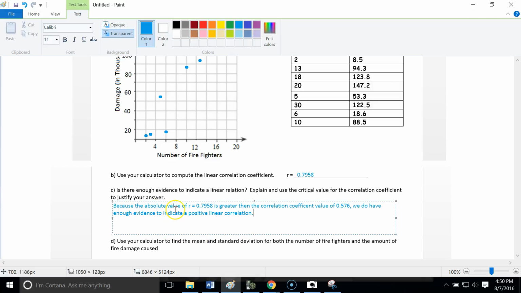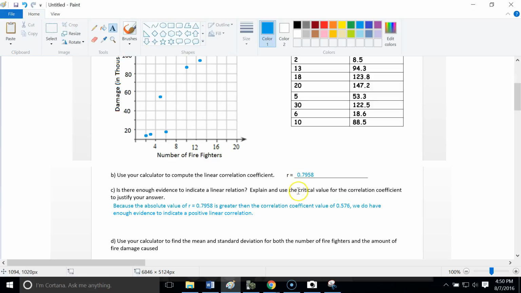Notice it's the absolute value of r, meaning that if we had gotten a negative answer up here, then we strip away the negative and just look at its positive, compare that to the correlation coefficient value, and if it's greater than that, then we'd have a negative linear correlation. But in this case, we have a positive one. Okay, so that takes care of part C.